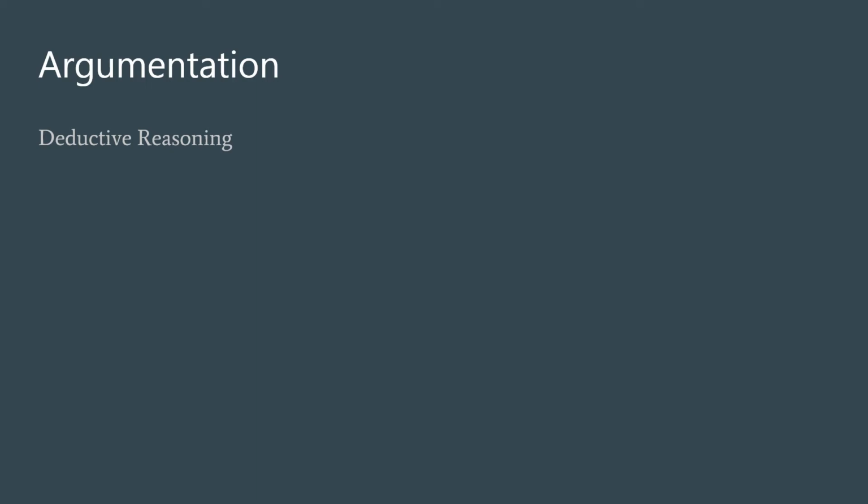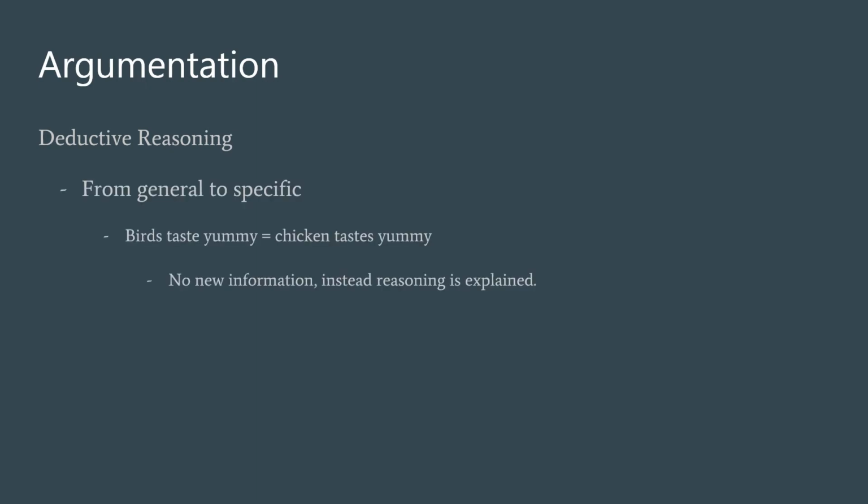Hopefully, these will be things that you're familiar with in one way or another, partly because you've been kind of trained in them, and partly because they're somewhat natural. Now, deductive reasoning is very, very specific, and it is very, very familiar to you, I hope. Deductive reasoning is when you go from the generalized to the specific. For example, birds are yummy. You know how I know birds are yummy? I know that birds are yummy because chicken is yummy. There's no new information in a deductive argument. It's just explaining your reasoning, and you do this all the time.